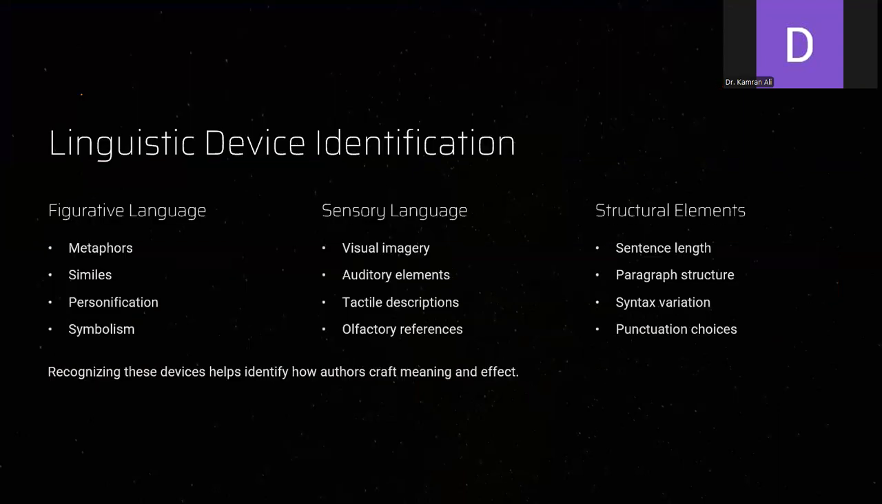Linguistic device identification can be divided into three major areas: figurative, sensory, and structural elements. Structural elements means you can comment on sentence length, paragraph structure, syntax variation. That means variety of sentences, punctuation choices. Sensory language means sight, smell, hearing, touch, and all that. Figurative language: metaphors, similes, personification, symbolism. All of these things we have discussed in the class also. What you really need to do is to stay focused and look for these elements in the text.